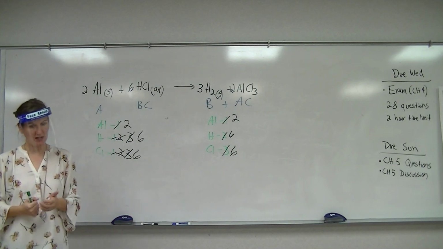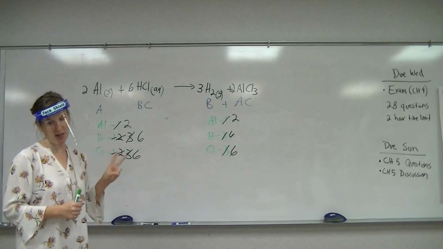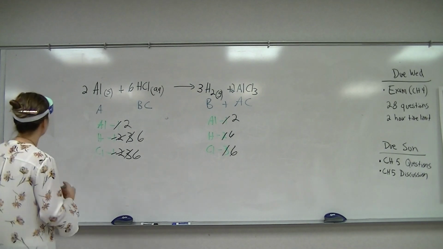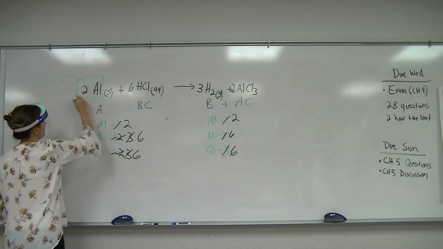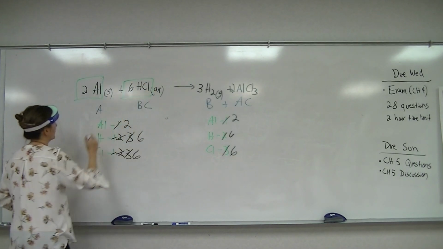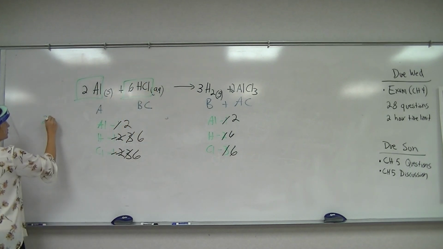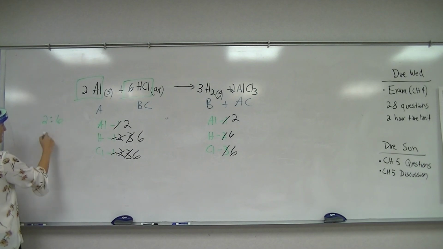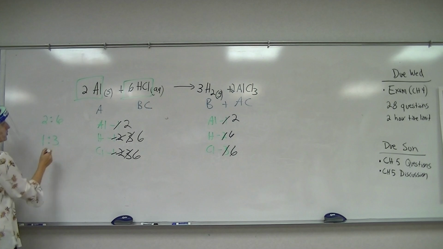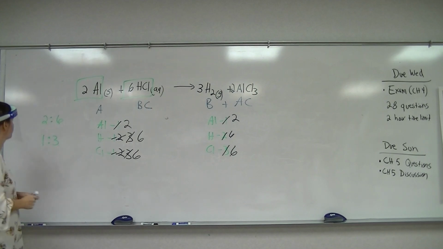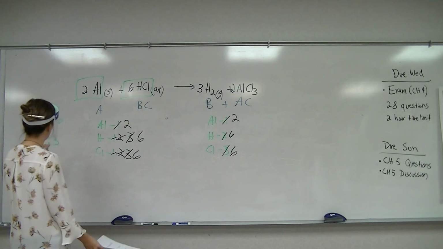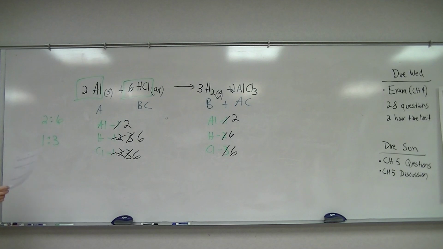Now, it wants a mole ratio, so that means I'm comparing 2 different elements or compounds. Which 2? Aluminum and hydrochloric acid. So I'm looking at the coefficients in front of aluminum and in front of hydrochloric acid. So it is a 2 to 6 ratio, or if you want to simplify that down, 1 to 3. Both would be correct. 1 mole of aluminum will need 3 moles of HCl to fully react.